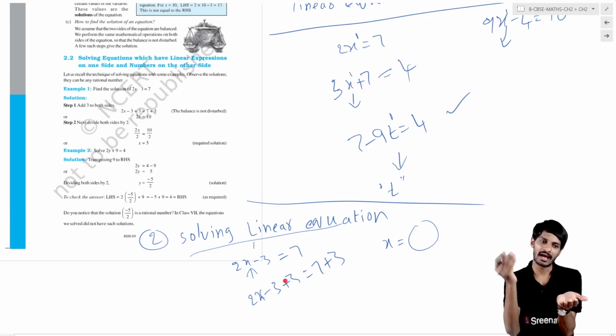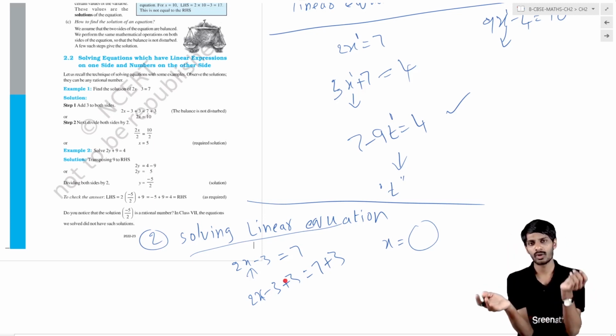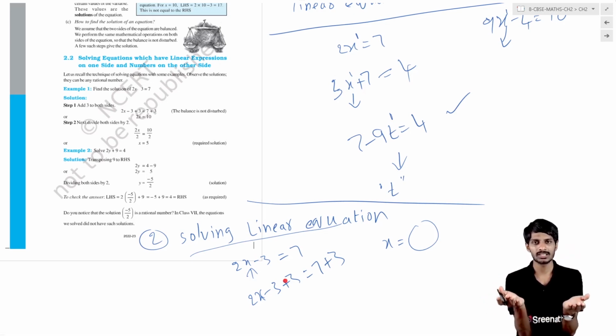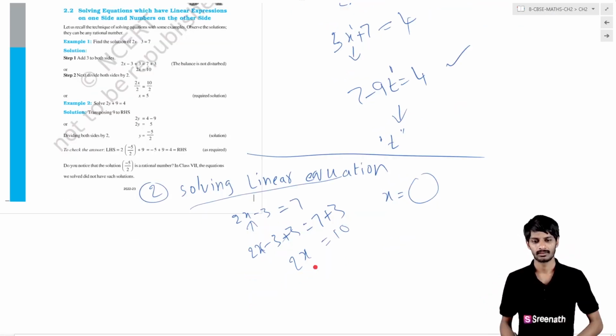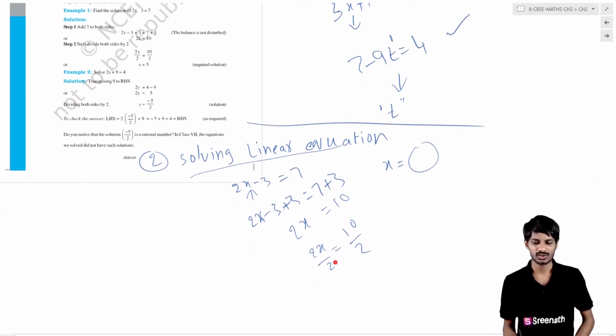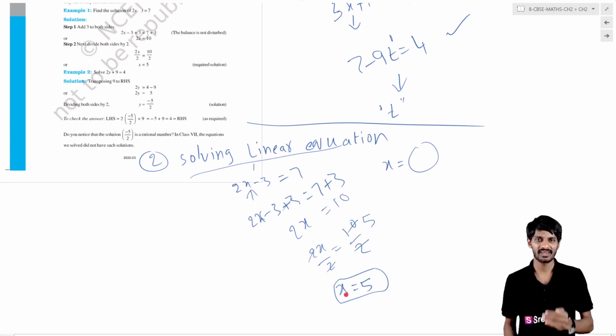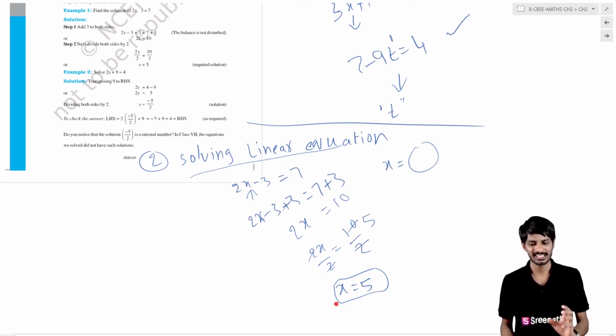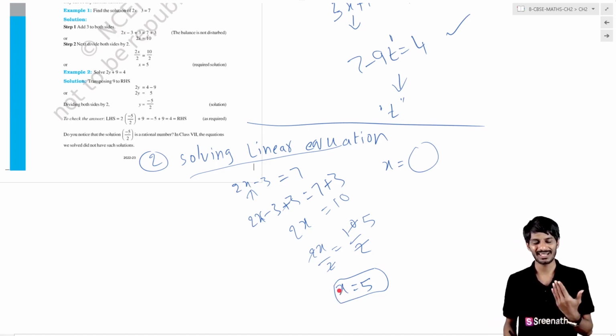Why? Because we have added 1 kg here and 1 kg there, so both are equal. Now divide both sides by 2, so 2x by 2 is equal to 10 by 2. We are dividing both sides by the same number, so the value will not be changed. Finally this 2 will be cancelled and 10 by 2 gives us 5. So finally the x value is equal to 5. We have to finally find the value of x. This is the way of solving linear equations.